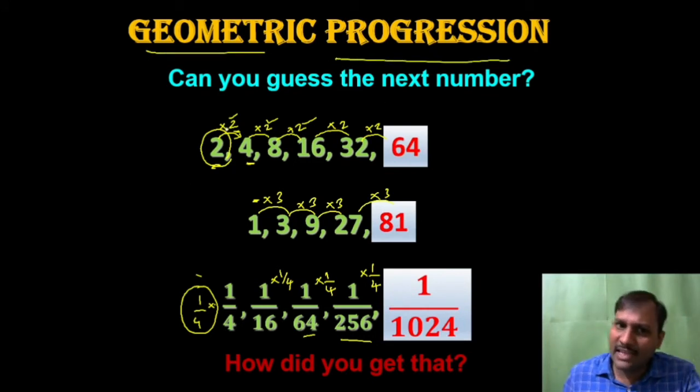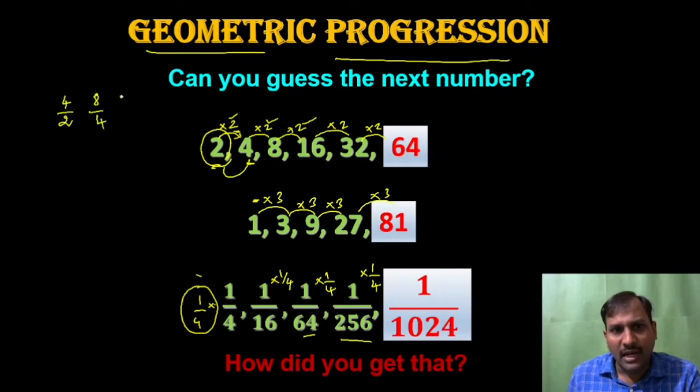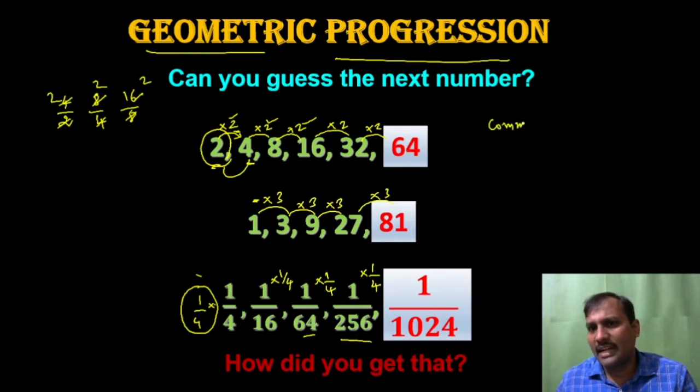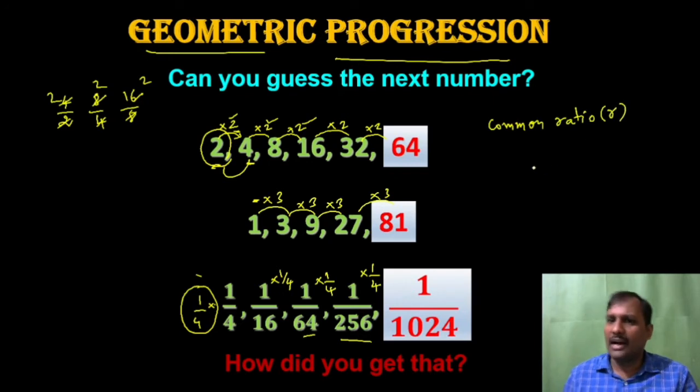Okay, and here this constant term is nothing but the ratio between any two consecutive terms of a geometric progression. Like if you take 4 by 2, or you take 8 by 4, or you take 16 by 8, this ratio is the same: 2 ones are 2, 4 twos are 8, 8 twos are 16. So the ratio between any two consecutive terms is common. That's why that constant term is called the common ratio and it is denoted by r.